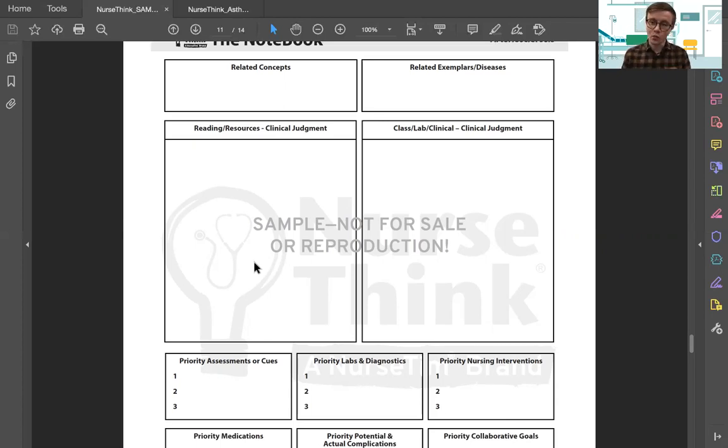You should be thinking, what do I need to know that is going to help me take care of the patient at the bedside? What are some things that I need to know when I'm standing next to the patient who's having a heart failure exacerbation? What are some things I need to have in the forefront of my mind in order to safely and effectively care for that patient?